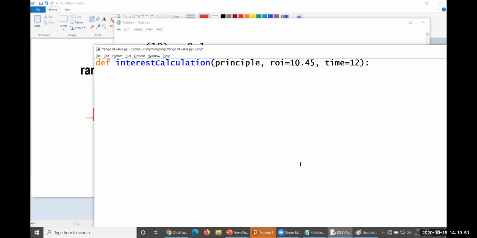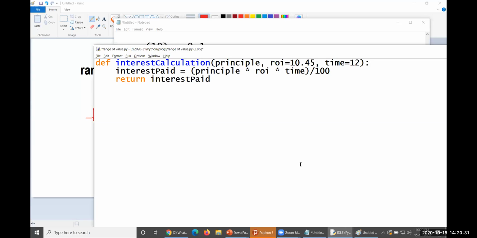Interest paid will be equal to how much interest you are supposed to pay here: principal into ROI, rate of interest, into time, divided by 100. I have to put one more open brace here, then it gets completed. So rate of interest divided by 100 here. Then obviously you have to return interest paid. That value could be returned to the user.